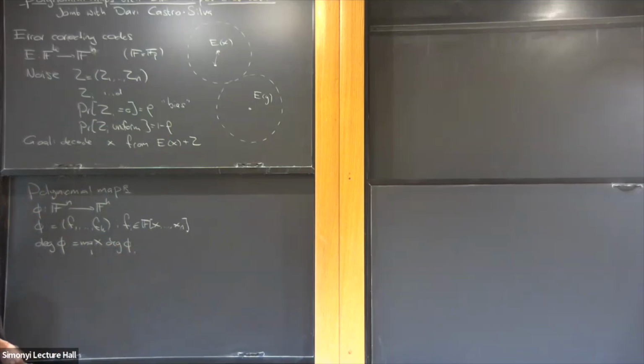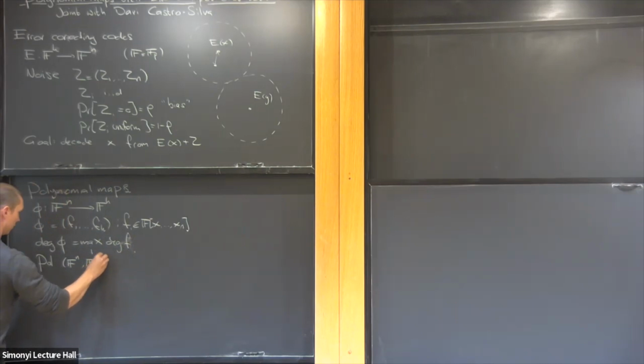Okay. And a bit of shorthand, I'll denote the vector space of polynomial maps from F to the n to F to the k by Pol, with subscript F_p, and the subscript at most d refers to the set of polynomial maps of degree at most d.